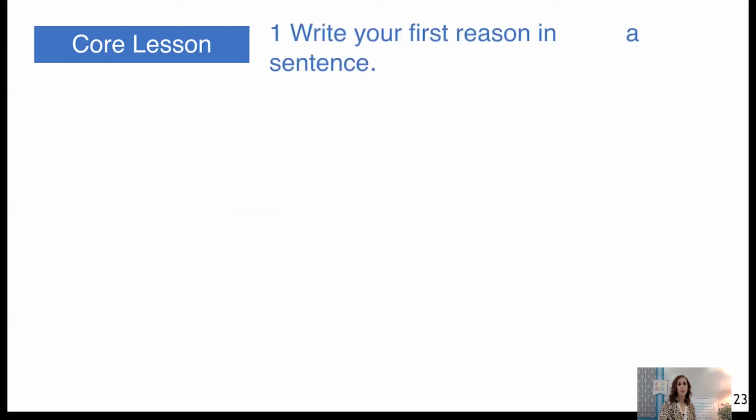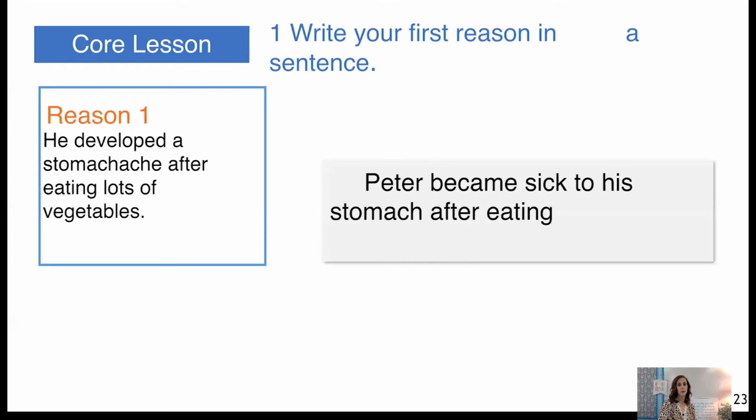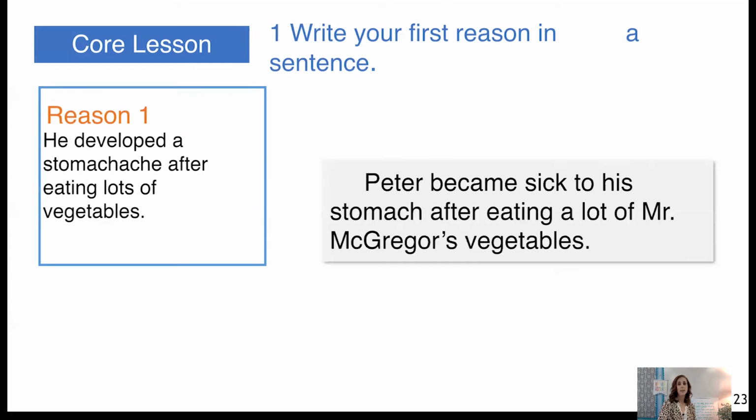Okay, so my first reason. My first reason was he developed a stomachache after eating lots of vegetables. I need to write this reason in a complete sentence. I don't really like how it is written on my graphic organizer. I'm going to change it some like this. Peter became sick to his stomach after eating a lot of Mr. McGregor's vegetables. Let me pause here and give you the opportunity to write this paragraph on your paper.